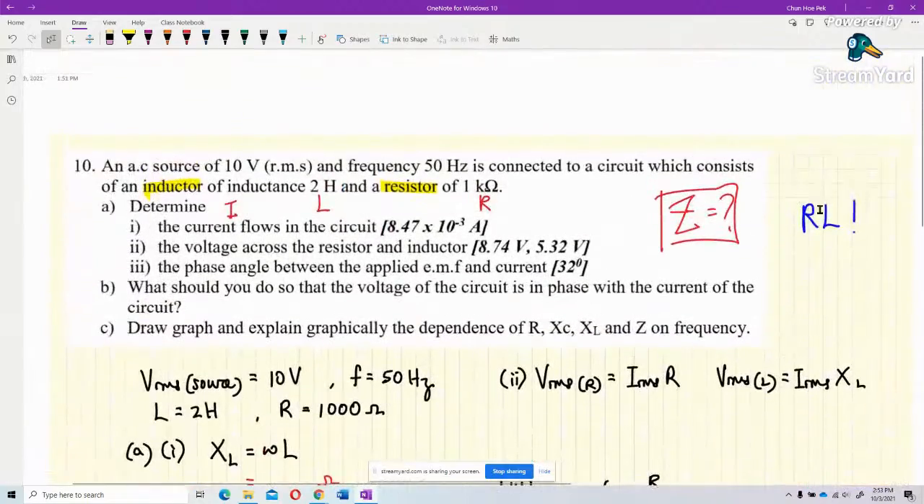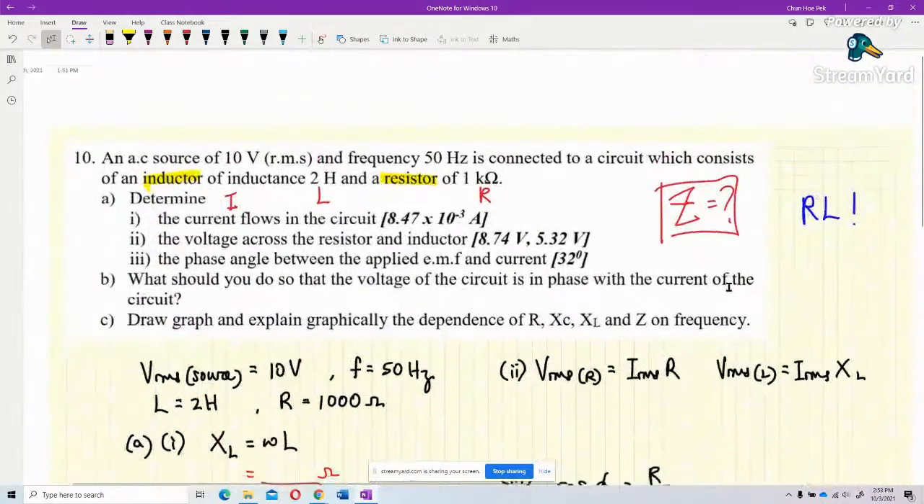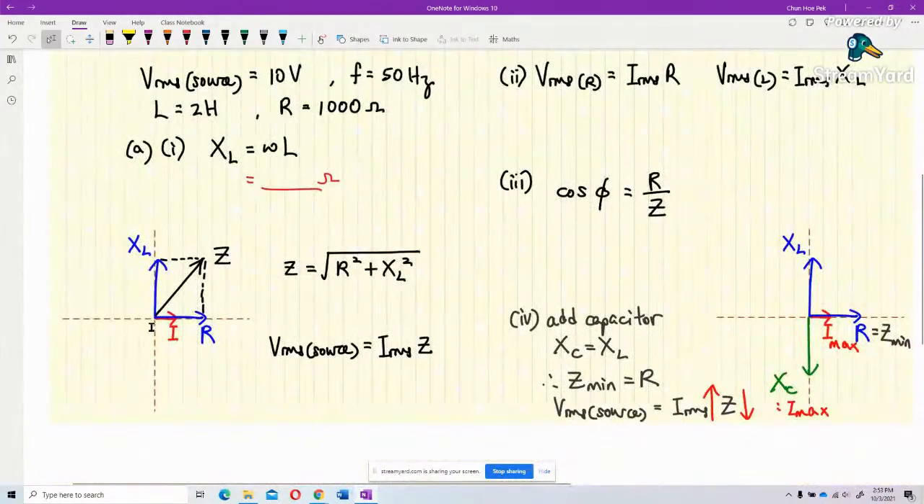Okay, this is the RL circuit. You need to draw like this. Current, R with current. XL is like VL. Voltage leads current. For inductor, voltage leads current by 90 degree. So XL is here. Okay, so this is Z. Okay, let's find out the Z.